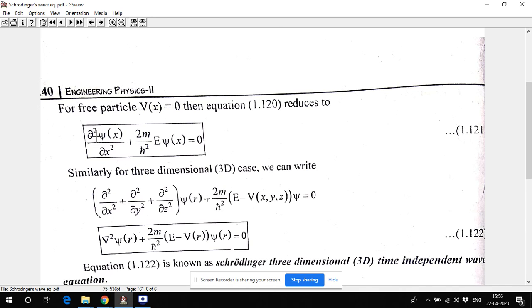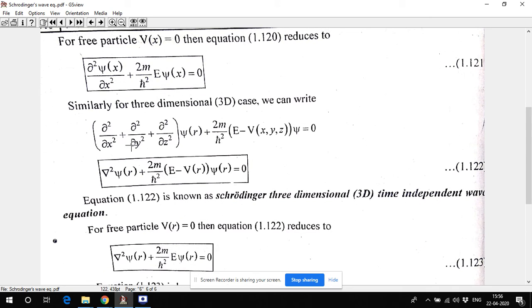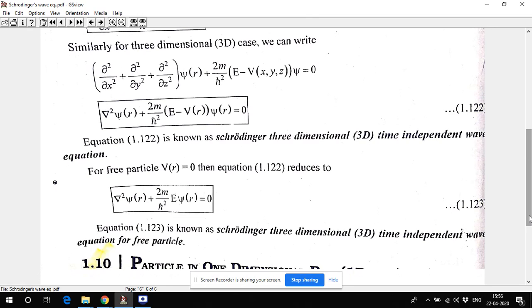For the three-dimensional case, as previously told, the del square by del x square now will contain the y term and a z term also, which is the Laplacian. So you can write del square psi(r) plus 2m upon h cross square. Now, V is a function not of x alone, because in one dimension it was a function of x. So now you can take V as a function of x, y, and z, or r also. So (E minus V(r)) psi(r) equals 0. And this is known as the Schrodinger three-dimensional time independent wave equation. Once again, if the particle is free, you can take V(r) equal to 0, and it will be this equation, which is the time independent Schrodinger three-dimensional equation for a free particle. I hope this is very simple. Thank you.